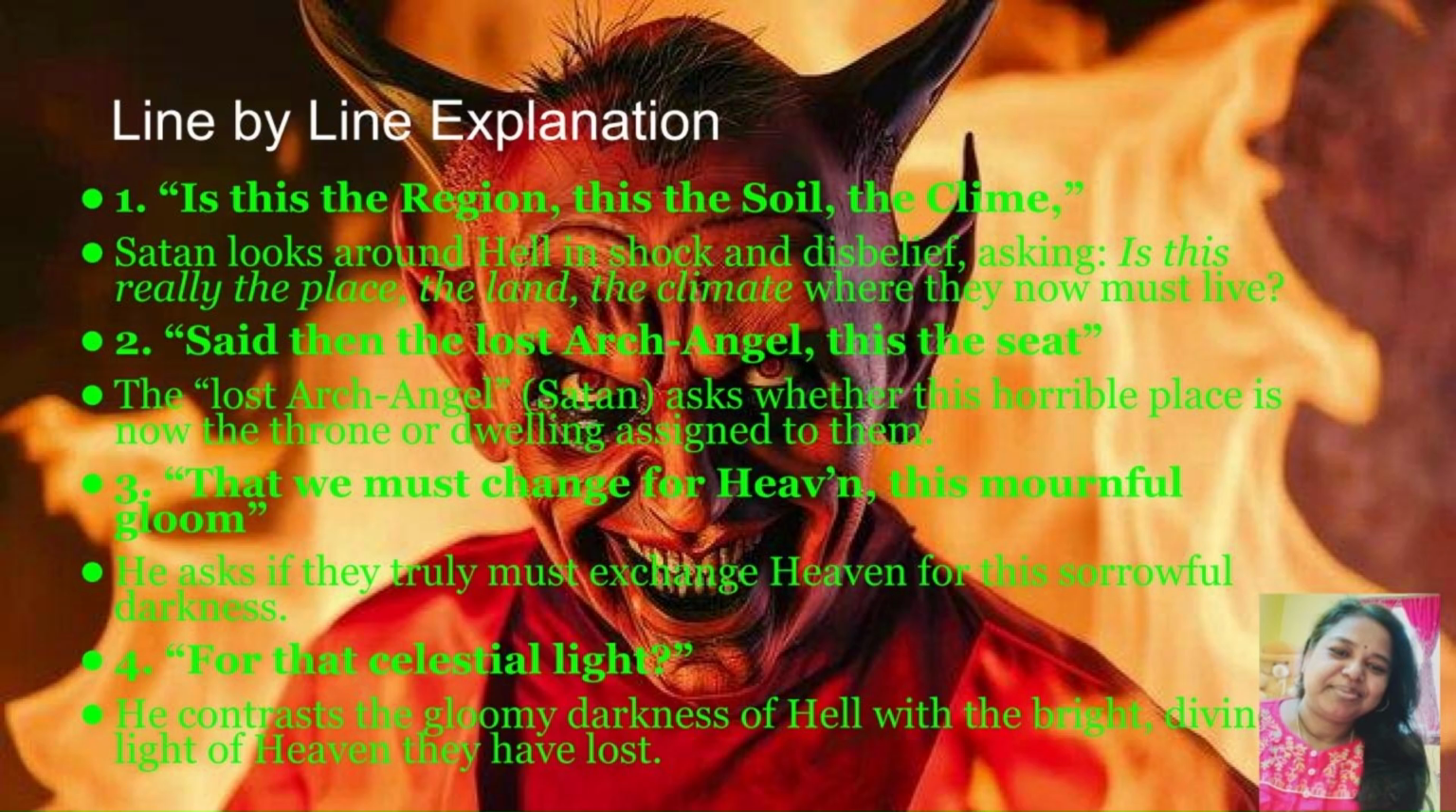Line 2. Said then the lost archangel, this the seat. To explain, the lost archangel, Satan, asks whether this horrible place is now the throne or dwelling assigned to them. Line 3. That we must change for heaven, this mournful gloom. Here in this line Satan asks if they truly must exchange heaven for this sorrowful darkness. Line 4. For that celestial light? Thereby Satan contrasts the gloomy darkness of hell with the bright, divine light of heaven they have lost.